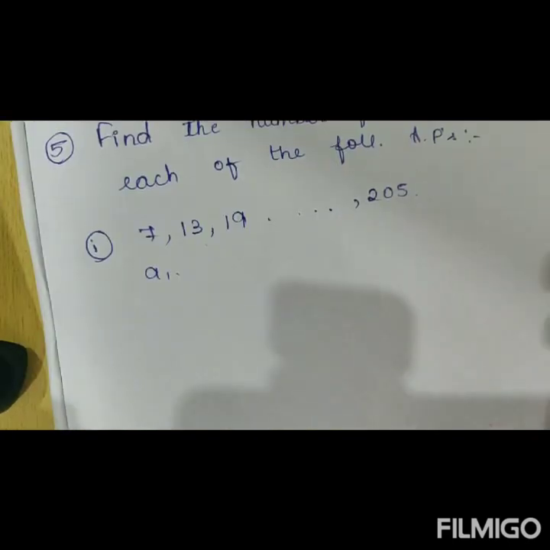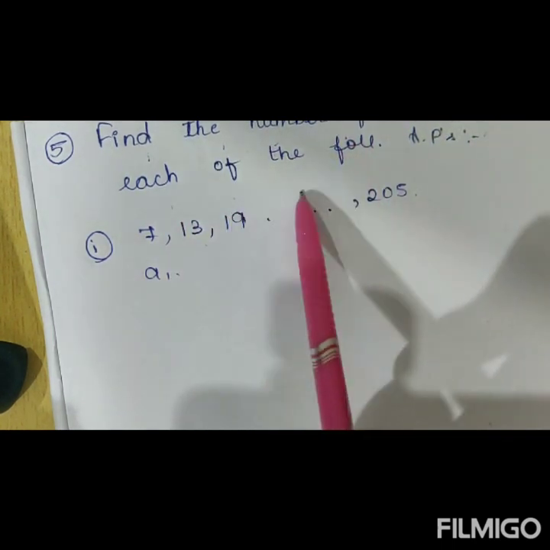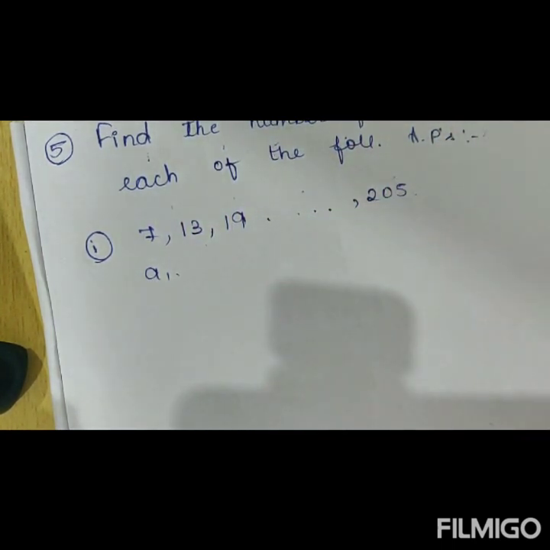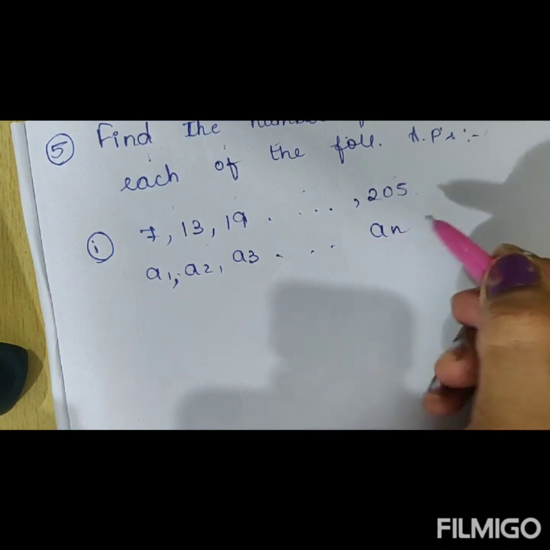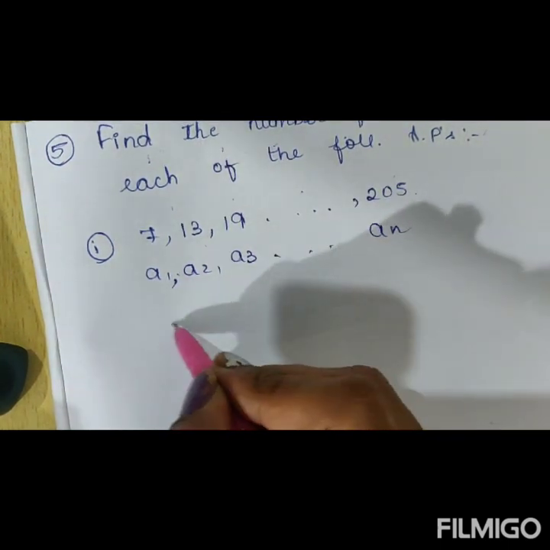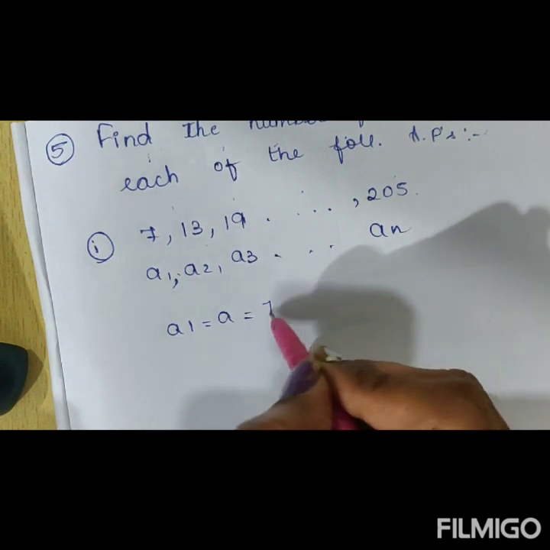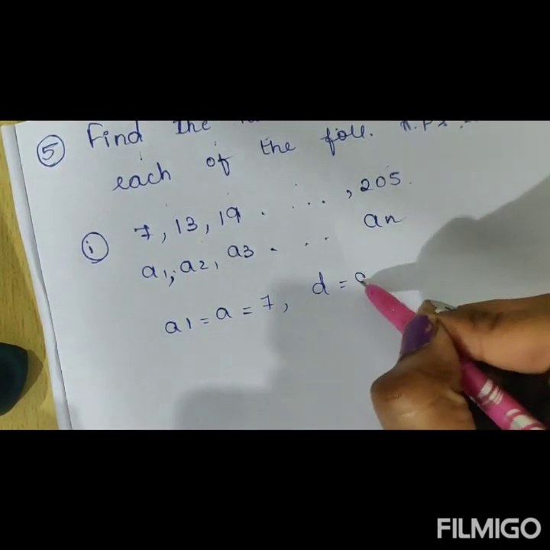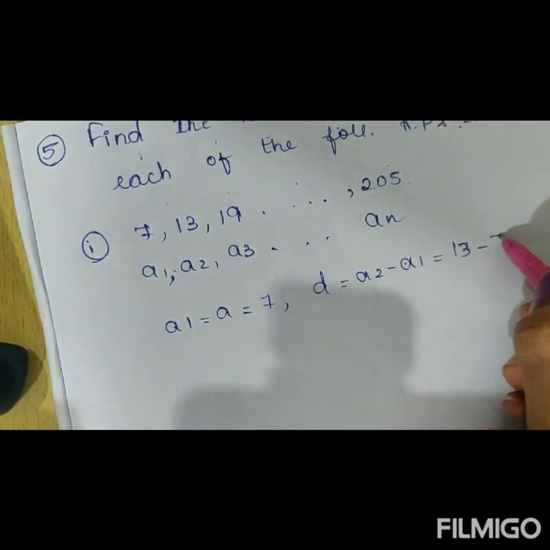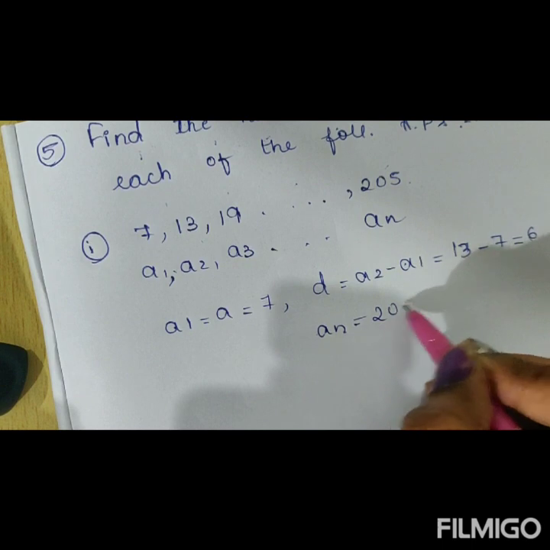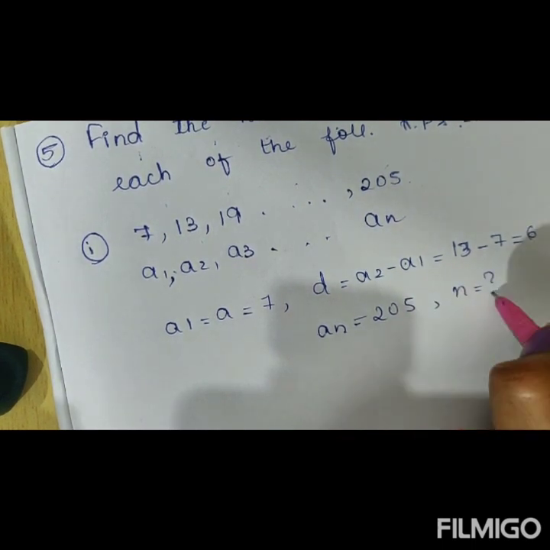Fifth question. Find the number of terms in each of the following AP. So they have given the series and we have to find the total list of numbers or how many. It is similar to the fourth problem. So what they have given, a1 is given, a2 is given, a3 and an is given. We have to find the value of n. So what is a1? That's a, 7. d is equal to a2 minus a1. That's 13 minus 7, that's equal to 6. So what is an? An is 205. N is equal to question mark.